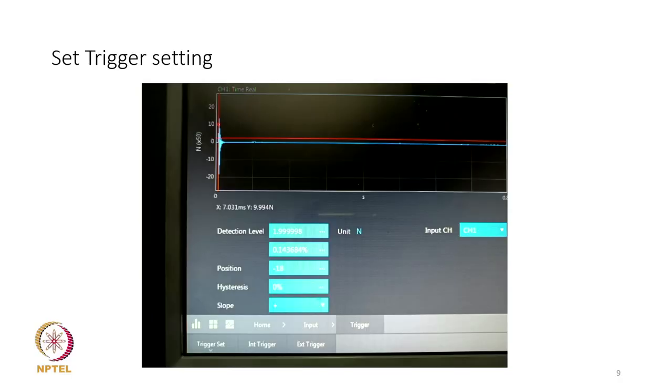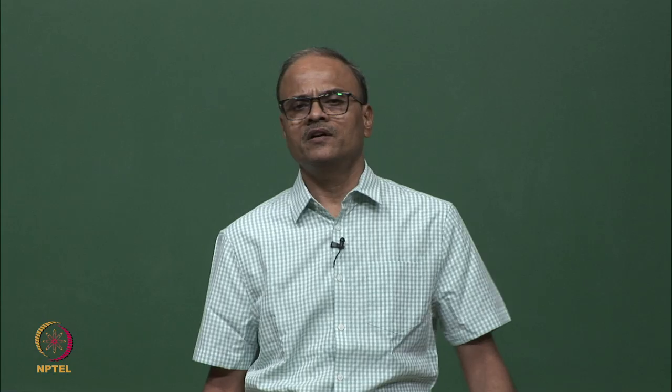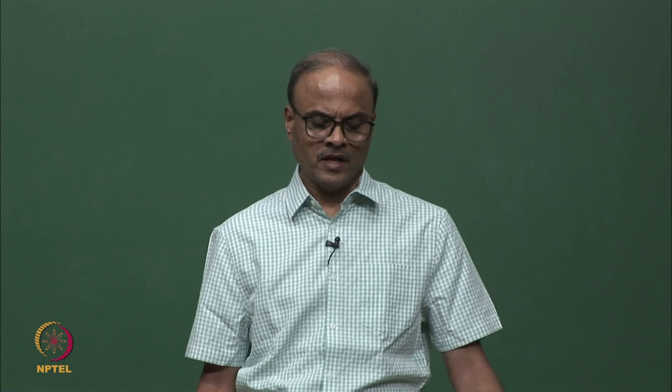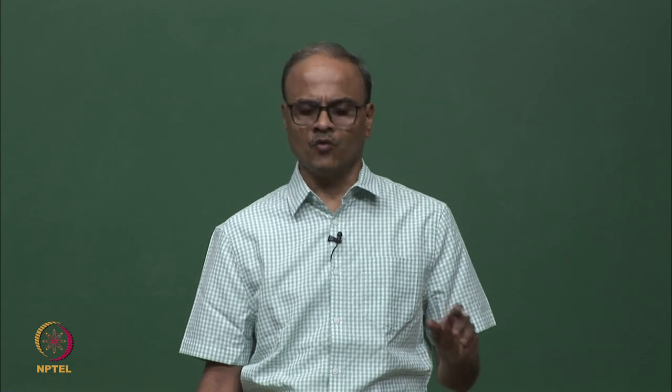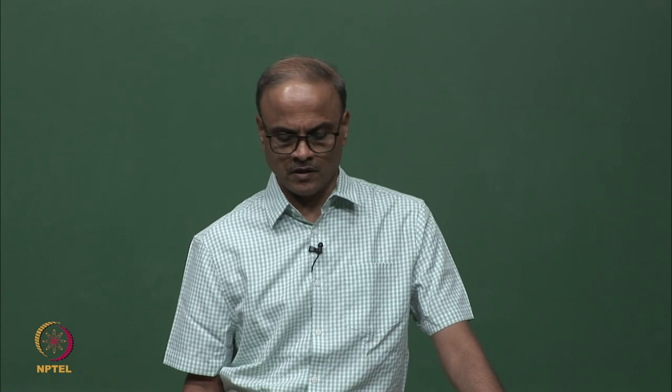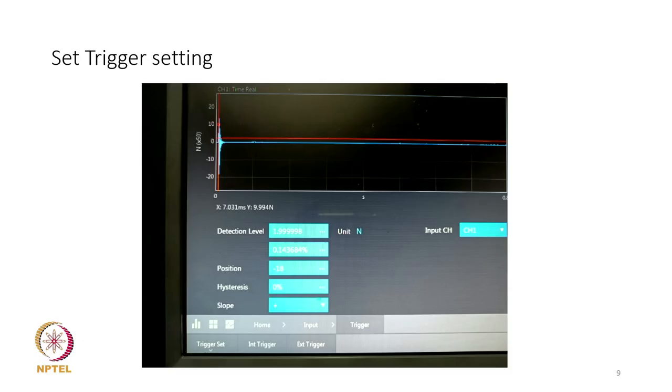The next setting relates to the trigger. We need to decide how the measurement would be initiated, and that refers to what is called the trigger. In this case, we are going to use channel 1 for deciding when to start the measurement. That is why, in the trigger setting of the input section, we have to convey that information, as you can see here. This basically says that the channel 1 signal has to be used to determine when the measurement would be triggered.